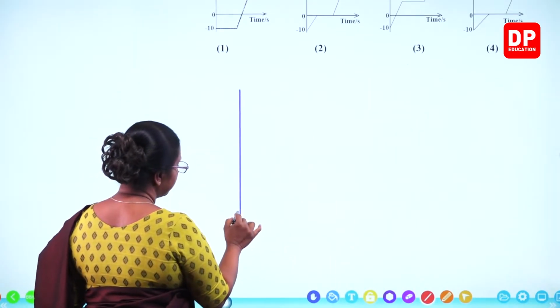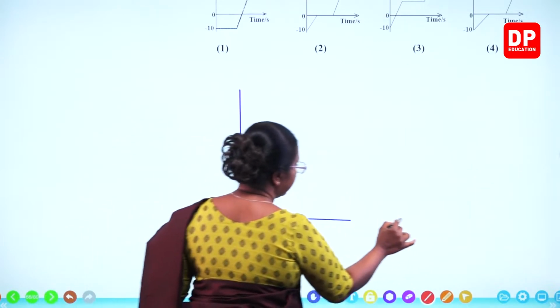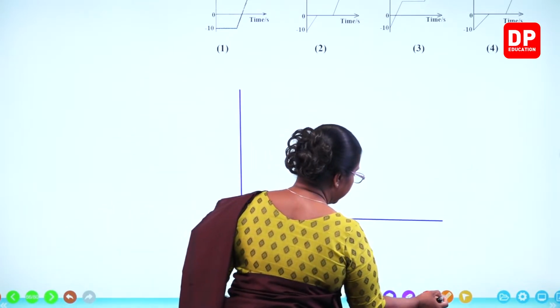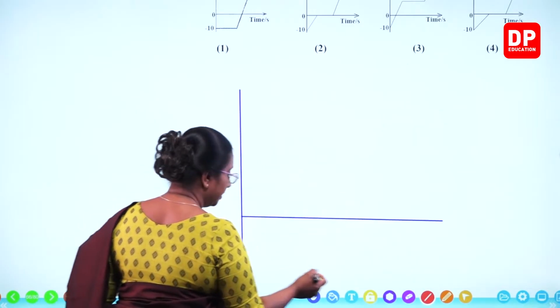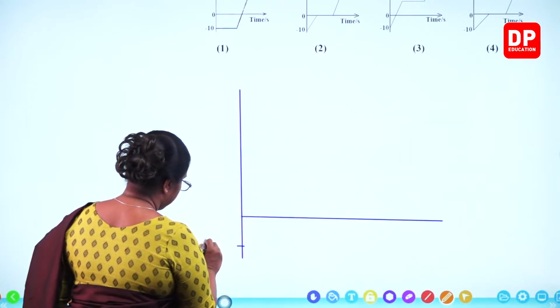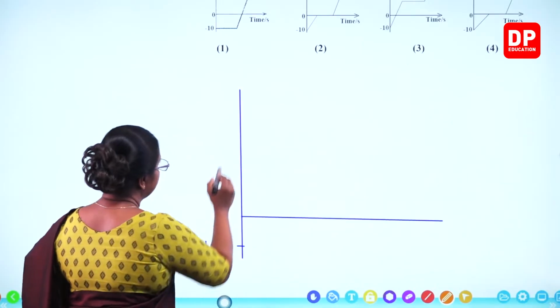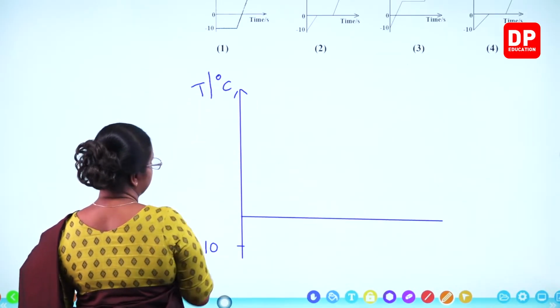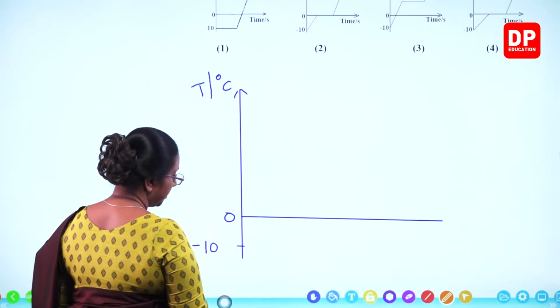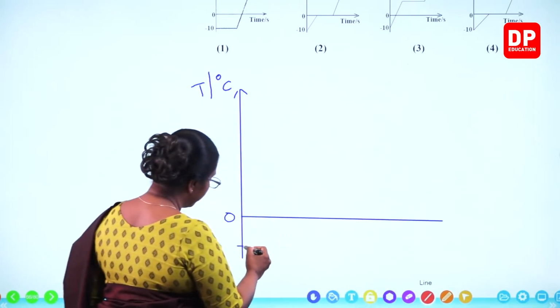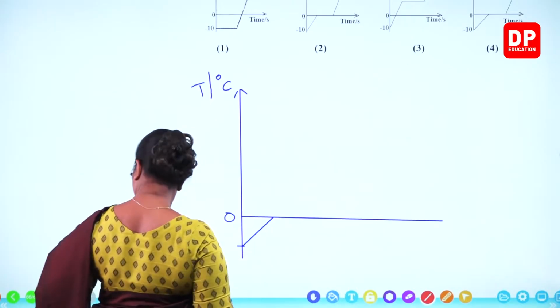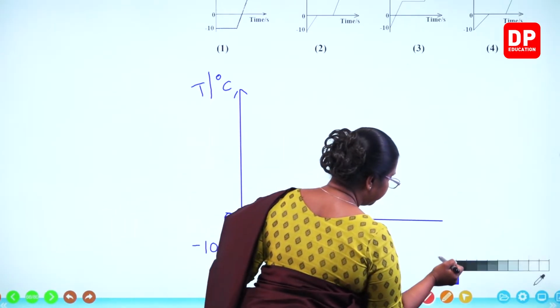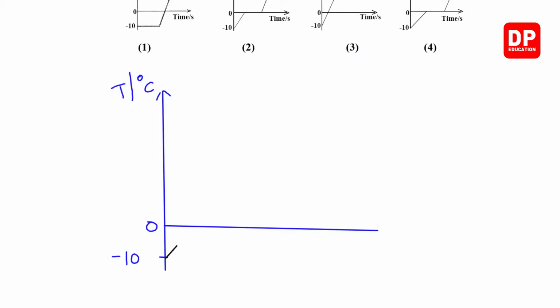So, if we plot a graph like that, initially you have the ice at minus 10 degrees Celsius. Now, this is temperature, degrees Celsius. This is 0. So, initially what happens when you provide heat, the temperature will, I'll use a different color. Here the temperature increases until it reaches the value 0.